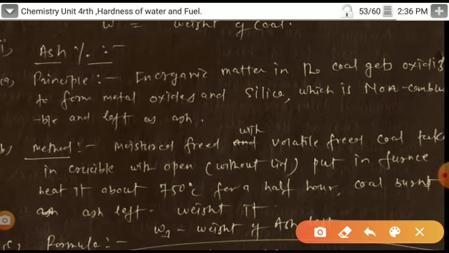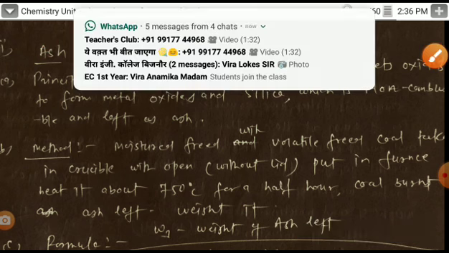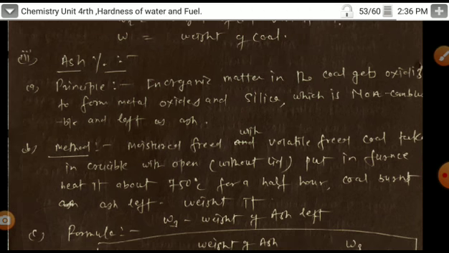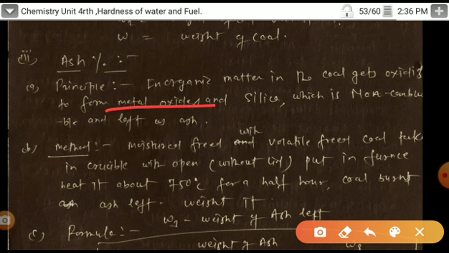Now the third parameter is to determine the ash percentage from the coal, as far as the proximate analysis is concerned. It is a simple method. What is the principle that you have to apply to determine the ash percentage? The principle is that the inorganic matter in the coal gets oxidized to form metal oxides and silica, which are non-combustible and left as ash.